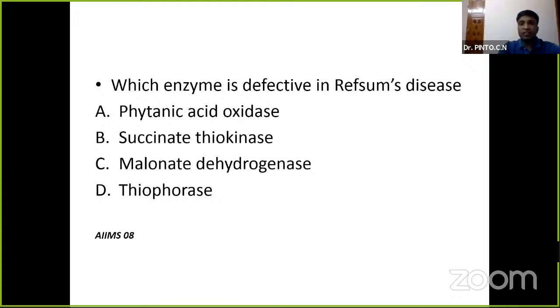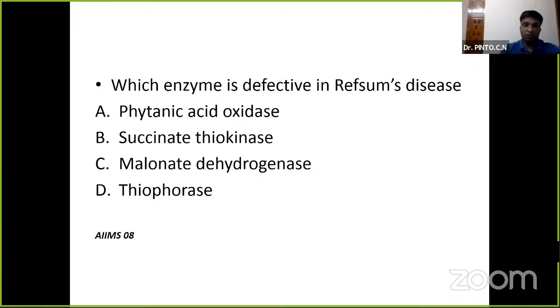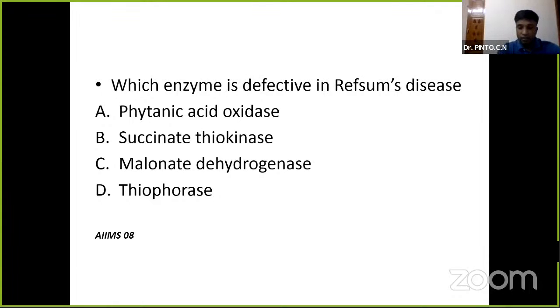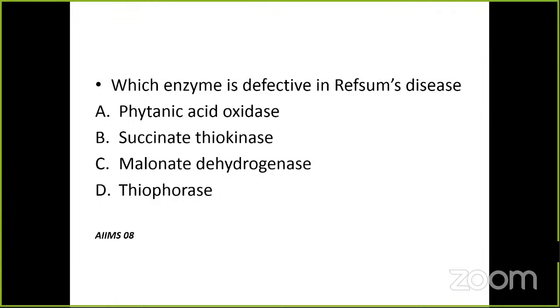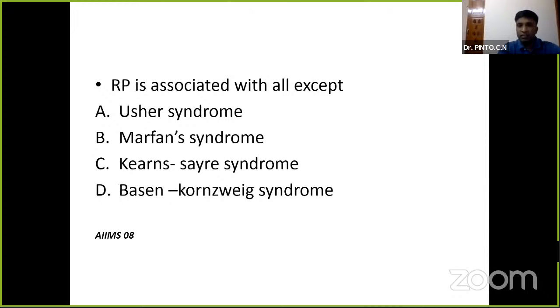Which enzyme is defective in Refsum disease? Anybody? Option A, phytanic acid. Yeah, good, very good. Straightforward again. If you know the answer, you can answer. Phytanic acid alpha hydroxylase is the enzyme which is deficient in a case of Refsum disease. RP is associated with all except Usher syndrome, Marfan syndrome, Kearns-Sayre syndrome, Bassen-Kornzweig syndrome.